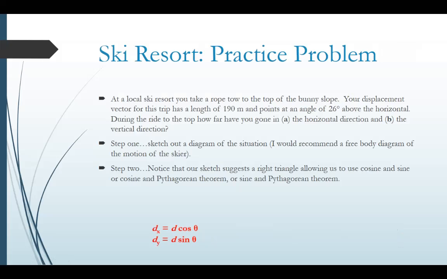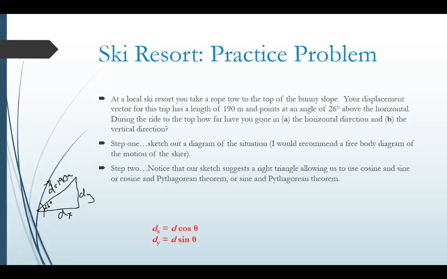We have d of x, which is the horizontal, remember. So I'm going to draw this off to the side so that we can see it, just a really small version of what we just did. I'll exaggerate it so it's easier to see. This is d of x. This is d of y. And this is our d, which equals the vector quantity, 190 meters. When we do this, we know that this angle is 26 degrees, and so we can use this to solve.